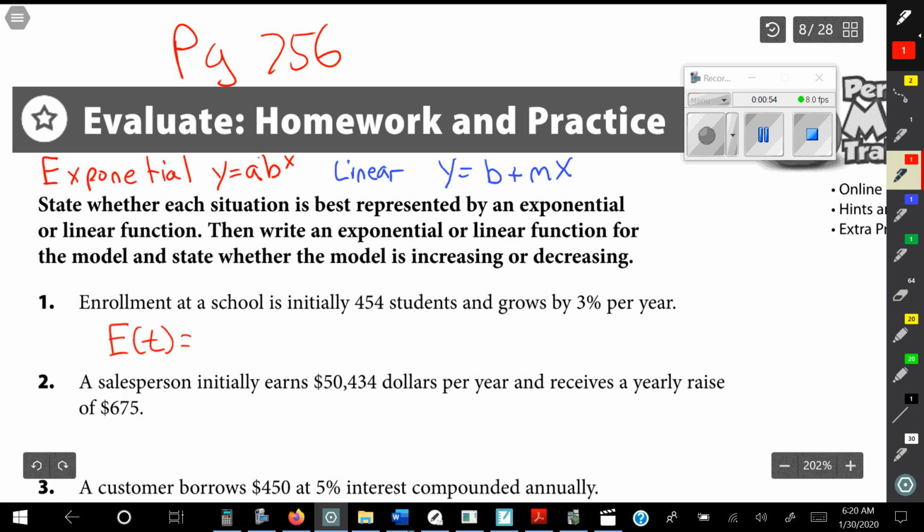So remember with our exponential function, the a is where you begin. So we begin at 454 and it grows by 3%. So it grows by 3% per year. Okay. So we'll take that 3% and add it with 1, and that's going to make us 1.03. And we're going to raise it to t.